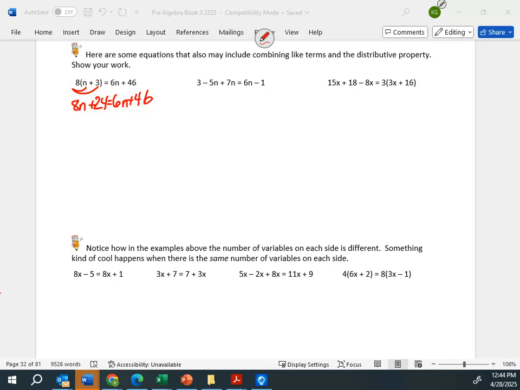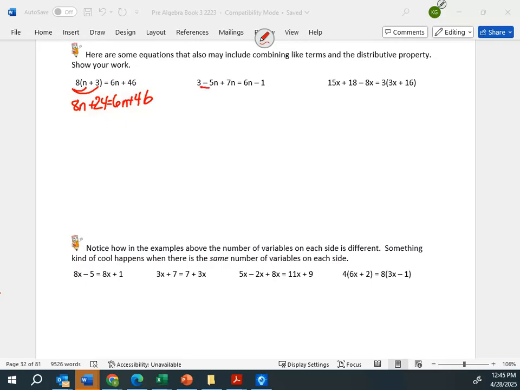What about this next one? I don't have any parentheses there. So what should my first step be? Pencils down. Look at our second one there. What should my first step be? Vivi? Combining like terms. Remember, we can only combine on the same side of that equal sign.